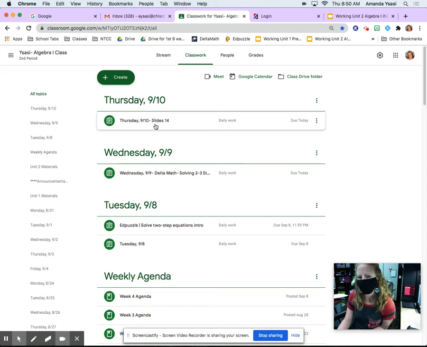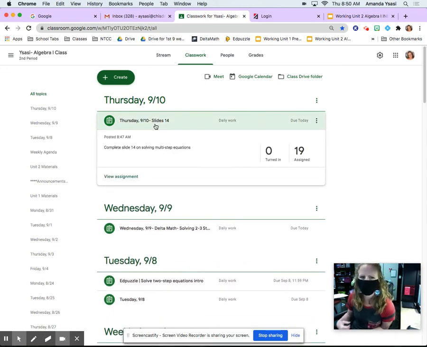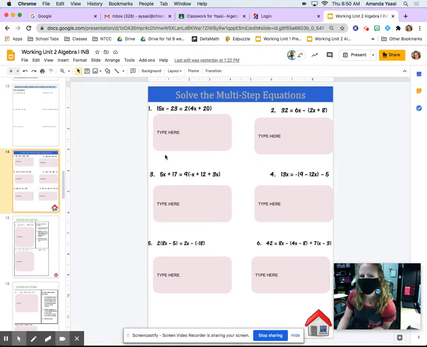Today we are going to work on solving multi-step equations. We are going to be on slide 14. We are going to work those out in our composition book. So let's go ahead and look at it. And what I'm going to allow y'all to do is work out all six of these problems.